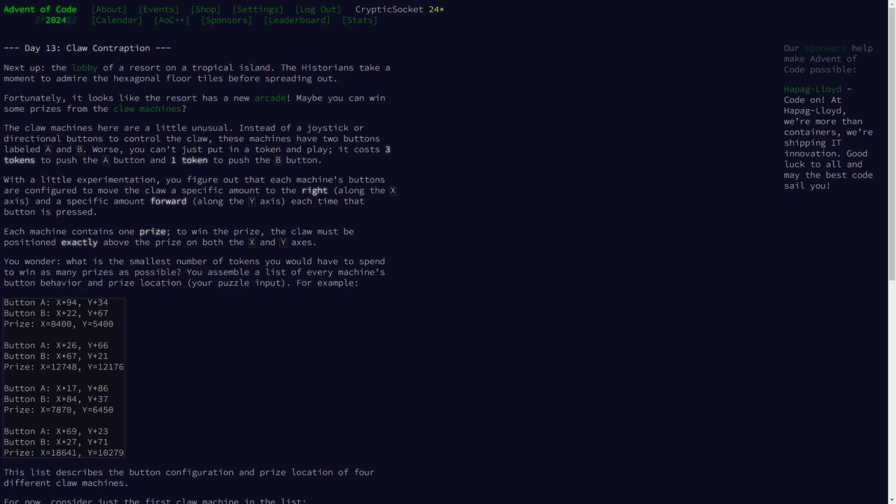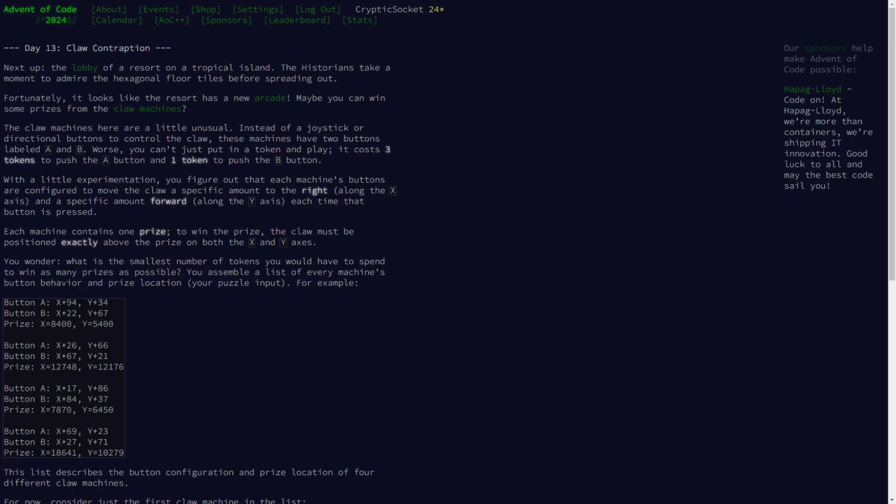Today's challenge is called Claw Contraption. In our challenge today we have equations, which is something I'm going to enjoy a lot. We are trying to play one of those arcade games where we use the claw to pick up a toy, and that's what we're doing here. I don't like those because they are a scam, but in this case we actually have a way to win, because we have these equations, and if we get the right equations we can win the prizes with the least cost.